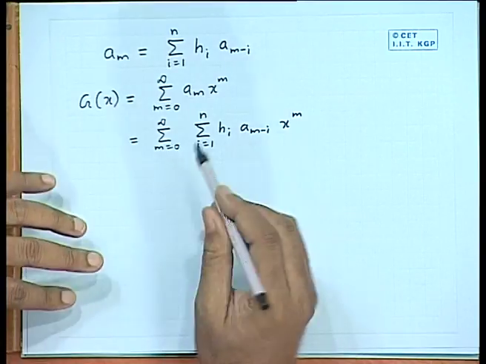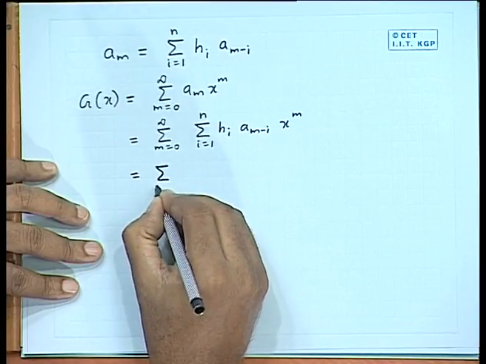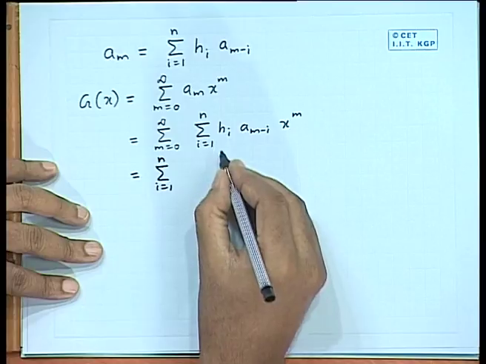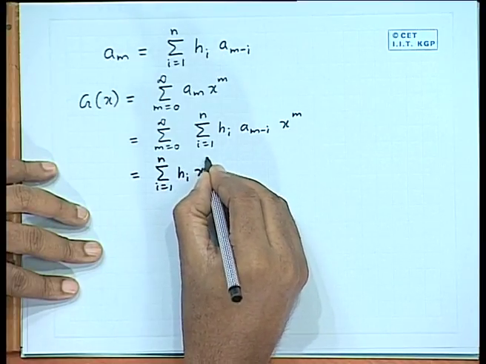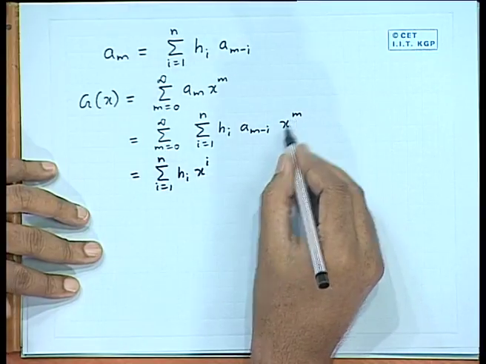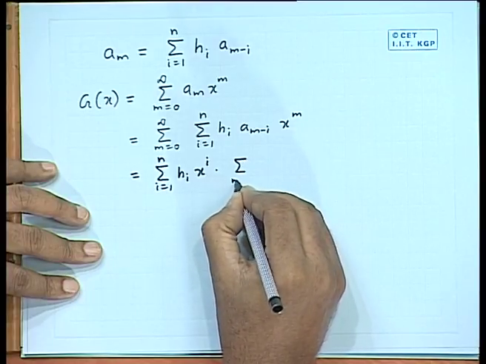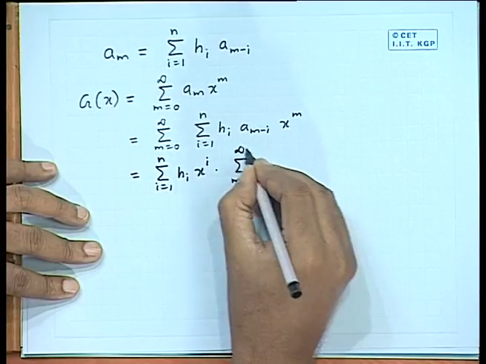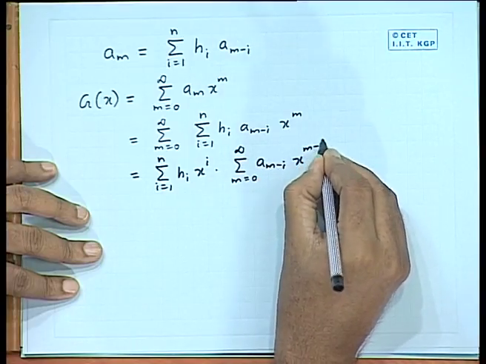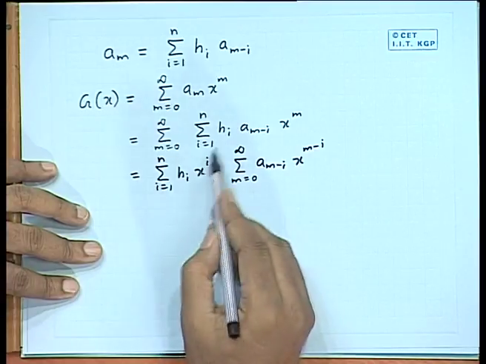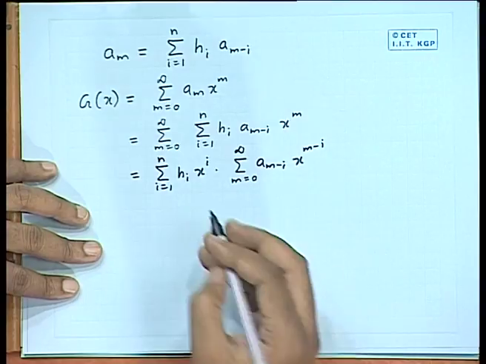Well, now we can reorganize this a little bit and we can write summation I equal to 1 to n, we can take out this h I and x I. Out of x to the power m, I take out x I here. So, what remains is summation m equal to 0 to infinity a m minus I x m minus I. This is what remains. So, this I can reorganize and write like this, because x I and this product is x to the power m. Fine.